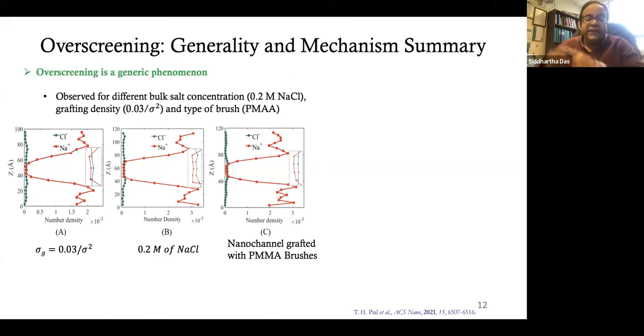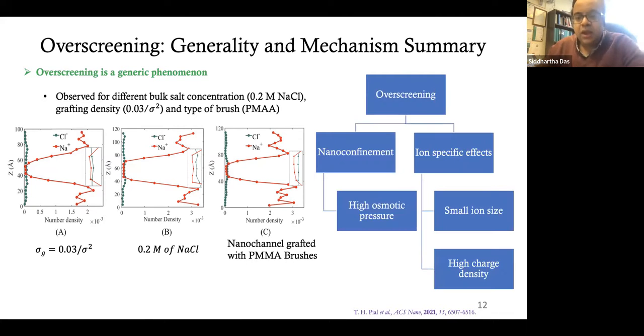Overscreening is a very generic phenomenon. We identify such overscreening for different grafting densities, different salt concentrations, and different brush molecules. All these quantifications were done for polyacrylic acid. Previously, we did it for PMMA, polymethyl methacrylate brush. The same phenomenon is always occurring. So we have overscreening due to nanoconfinement and ion-specific effects. Nanoconfinement leads to high osmotic pressure, which induces overscreening. The ion-specific effect means small ion size and high charge density, which favor overscreening.